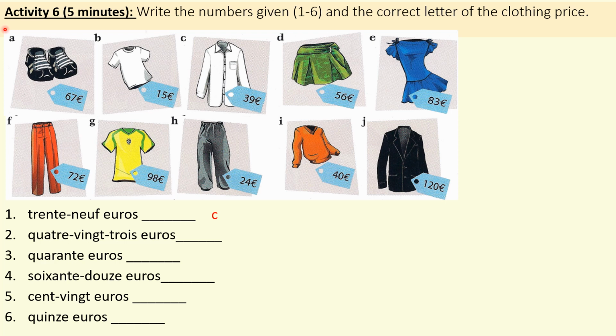Okay, let's check those answers. 83 is E, which is 83. Good. 40 euros is I, which is 40 euros. 72 euros is F, which is 72 euros. 120 euros is J, which is 120 euros. And 15 euros is, well done, B. There we go. Pause to check those now. Press play when you're ready to go on.